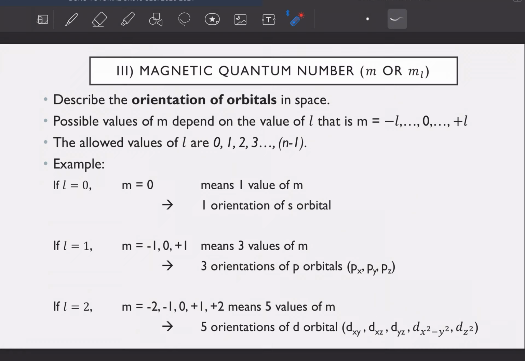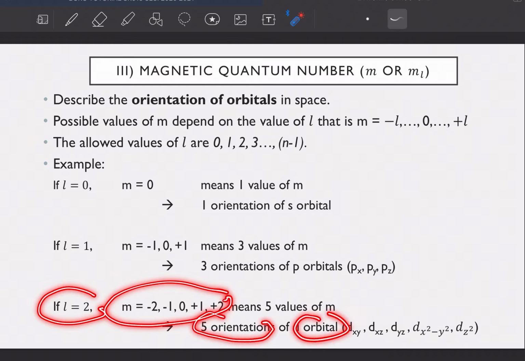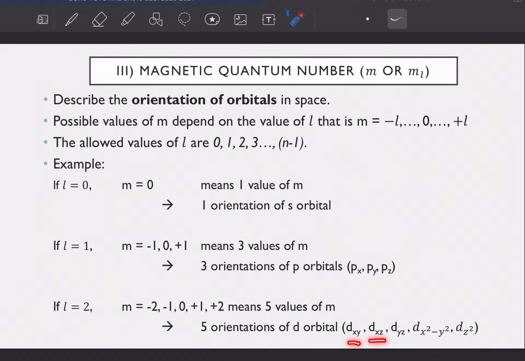Okay. If you have L equals to 2, that means you have d orbitals, which are generally cloverleaf shaped. You will have 5 values of M. 5 values of M means that you will have 5 orientations of your d orbital. Okay, so you have dxy, dxz, dyz, dx square minus y square and dz square. So these shapes I will show you later because they macam lain sikit. Okay, but it's not impossible to understand the shape. Okay, so that is M, magnetic quantum number, telling you the orientation of orbitals, kedudukan orbital in space. Dia duduk dekat axis mana, which axis.